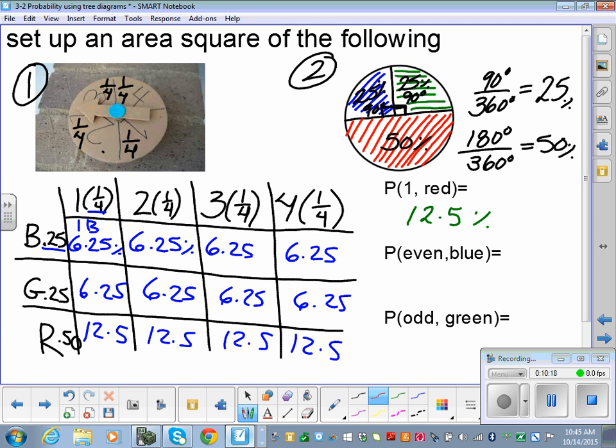What's the probability of landing on an even? How many times does that happen? 2 out of 4, right? 2 and 4 are both even, so it happens 2 times out of 4. So that's the probability of landing on an even. What's the probability of landing on blue? 25%, so 0.25. So I'm going to multiply the individual probabilities, and that will be the probability. You should get 12.5%.